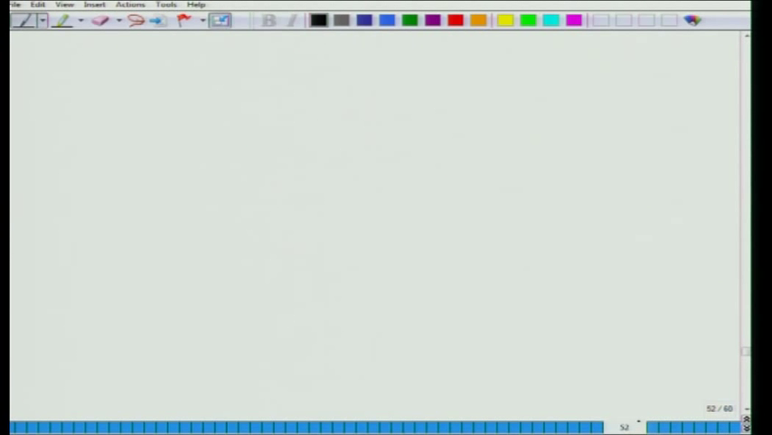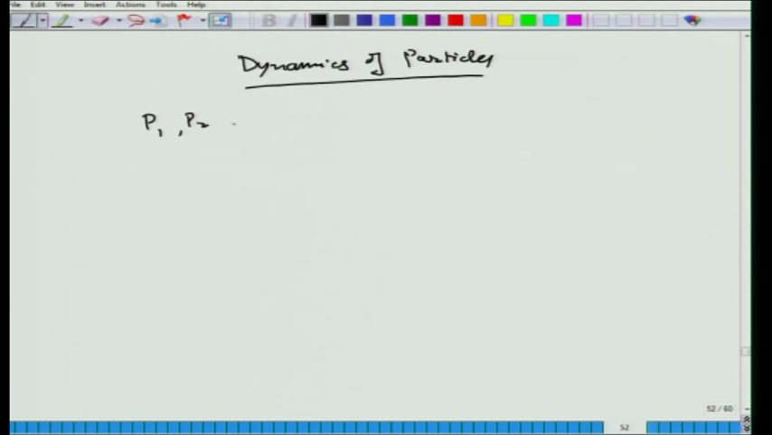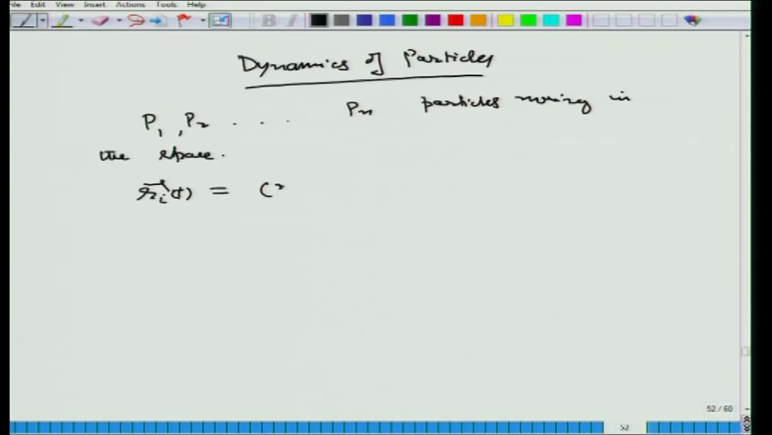So, now we have one more application, that is in mechanics, the dynamics of particles. Here let us say there are n points p 1, p 2, up to p n, particles moving in this space, and let us say their position vectors are r i of t, which is x i of t, y i of t and z i of t, with t lying between t 1 and t 2.